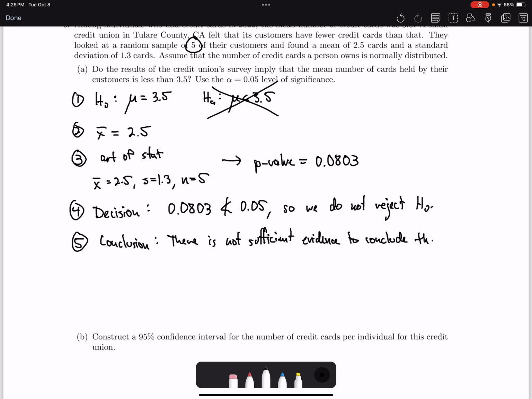There is not sufficient evidence to conclude that the mean number of cards held by this credit union's customers is less than 3.5.